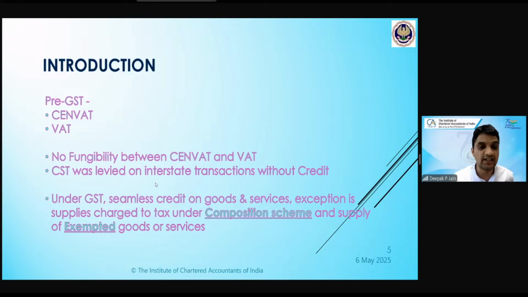Second, CST was levied on interstate transactions without credit. This was very important. Now, when you do any transaction within the state, you will charge VAT. For a transaction from one state to another state, what will you charge? Manufacturing and selling from one state to another state.